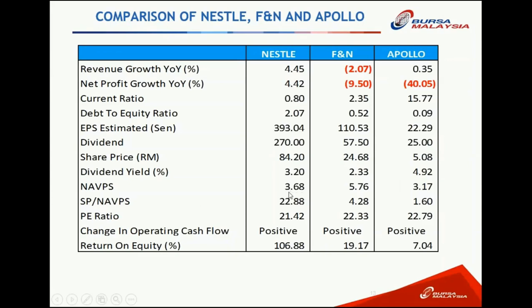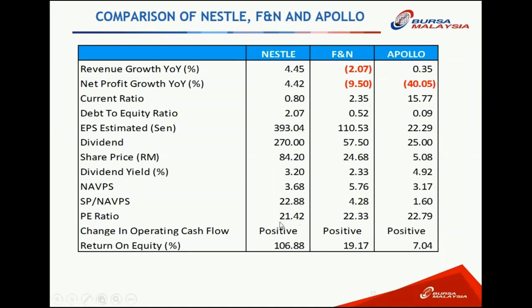Net asset value per share is 3.68 for Nestle, and therefore its share price versus its net asset value per share is 22.88. This is an indication of a very high valuation, because it's 22 times its net asset value per share. Whereas for F&N, net asset value per share is 5.76. Share price over net asset value per share is about 4.28 times. Apollo net asset value per share is 3.17. Share price over the net asset value is 1.6 times.